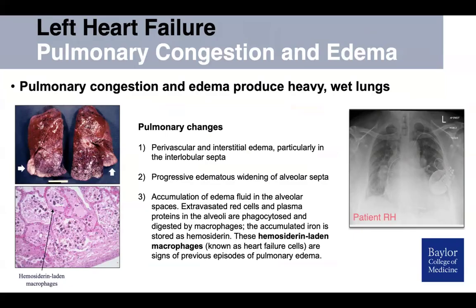Pulmonary congestion and edema can be seen as well in left heart failure. Pulmonary congestion and edema produce heavy, wet lungs. You can see pulmonary changes with perivascular and interstitial edema, particularly intralobular septa. You can see progressive edematous widening of the alveolar septa and accumulation of edema fluid in the alveolar spaces. And sometimes what you can see is hemosiderin-laden macrophages, sometimes known as heart failure cells. And these are signs of previous episodes of pulmonary edema.